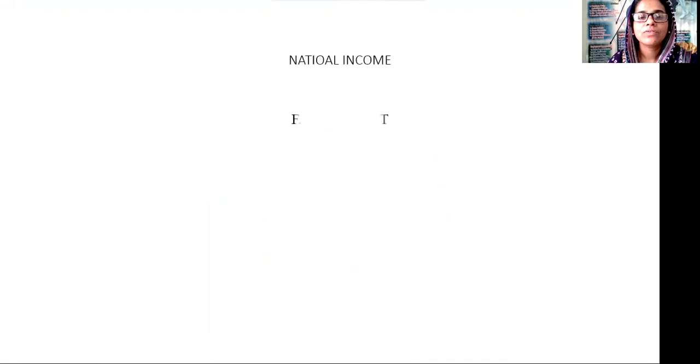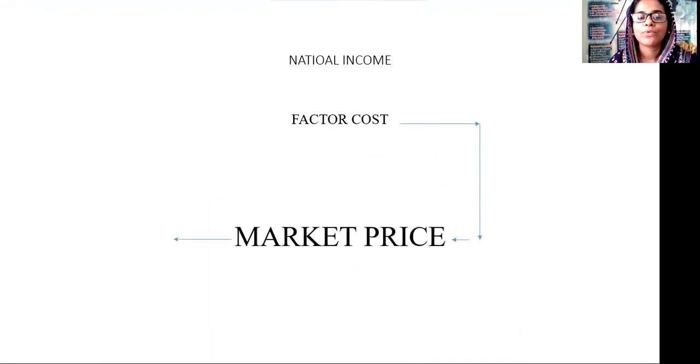Then next concept is factor cost and market price. To make factor cost to market price, we have to add NIT, net indirect tax, that is indirect tax minus subsidy. In order to make market price to factor cost, we have to deduct NIT, net indirect tax. These concepts in detail we have covered in another class.